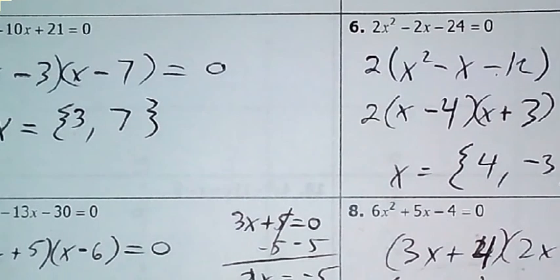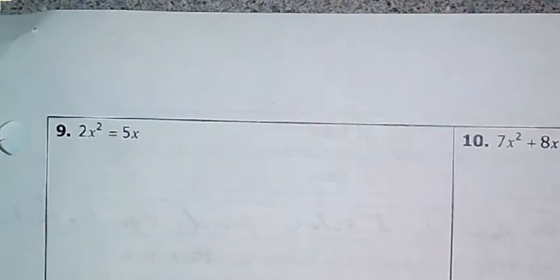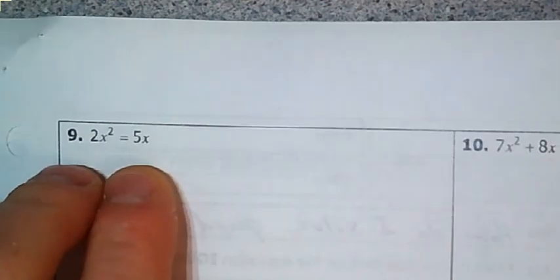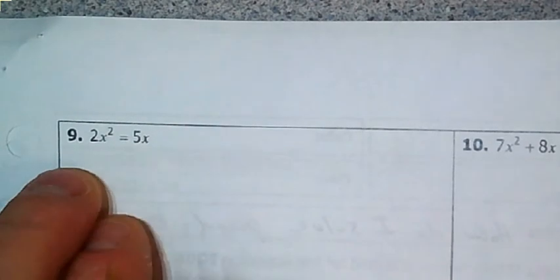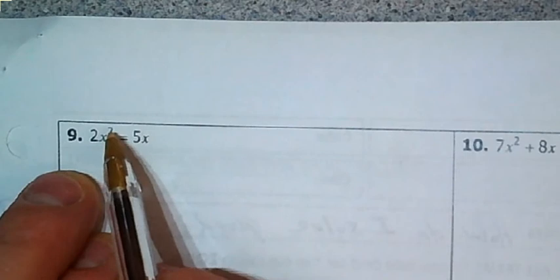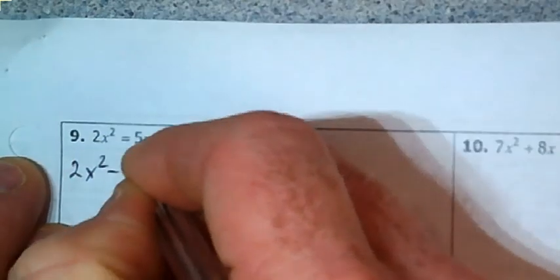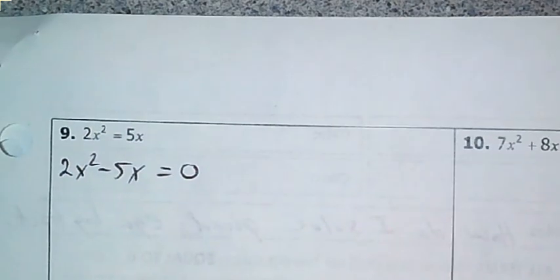All right, I'm going to stop the video and we're going to do some practice. So in number 9, notice that we do not have the variables or the terms in general on the same side of the equation. So we've got to move everything to the same side. So I'm going to subtract this 5x over to the left side. 2x squared minus 5x equals 0. Okay, so now it does have 0 on the right side.